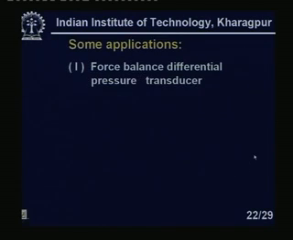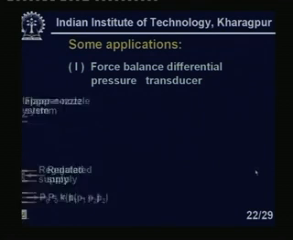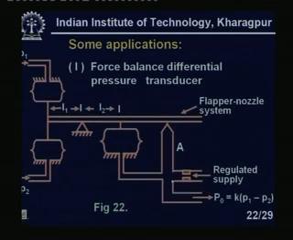Some applications, let us look at. Force balance differential pressure transducers, it is extensively used. You see this is the force balance. We have two bellows here, pressure P1 and P2 we are giving, and this is a pivot, and there is another bellow here, and this is my flapper nozzle system here. You see that this is the flapper.